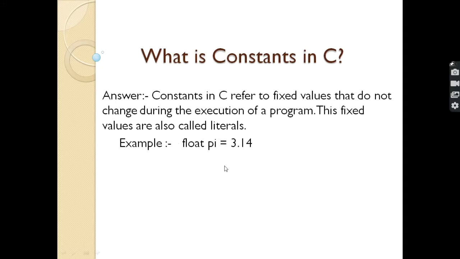As an example, we can say float pi equals 3.14. Here float is a data type, pi is a variable, and 3.14 is a fixed value. This is called a literal. The value of pi, 3.14, is constant and it is predefined. Hence pi equals 3.14 is a constant. So we understand what a constant is.